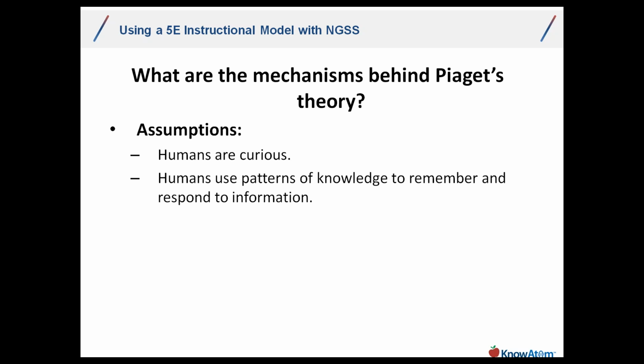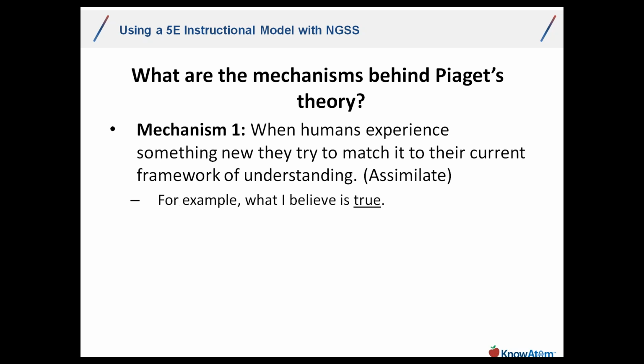So the mechanisms behind this theory that's underneath the 5 E's is that humans are curious and that humans use patterns of knowledge to remember and to respond to information. There are 2 kinds of mechanisms for this. When children experience something new, they try to take that new thing and match it to their framework of understanding and assimilate it, basically attach it to that framework. So if what I believe is true, I can take that and add it to what I know. It fits my framework.